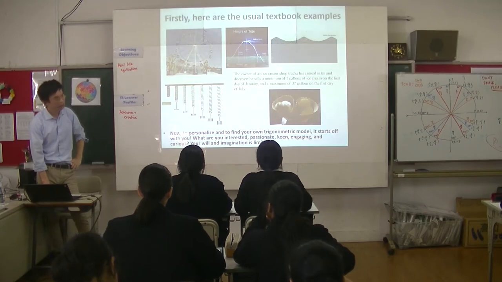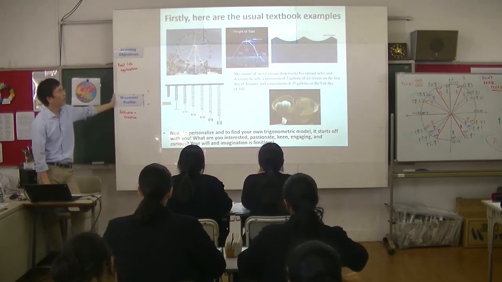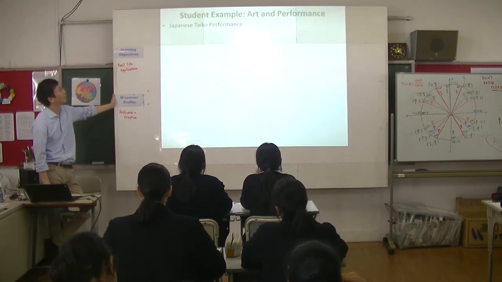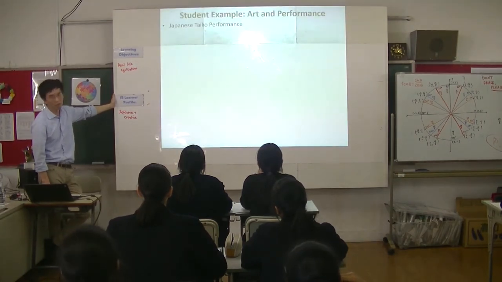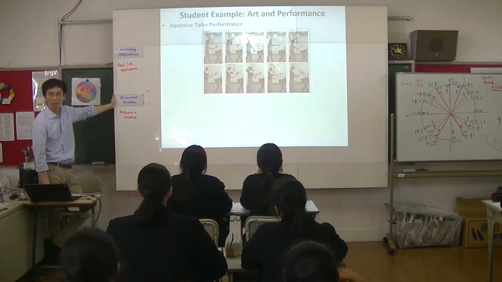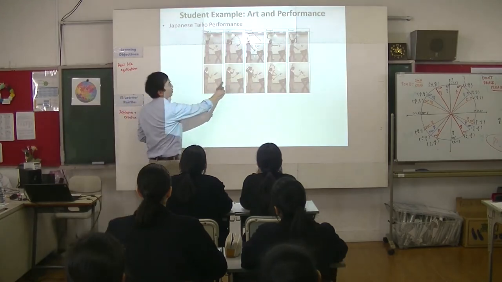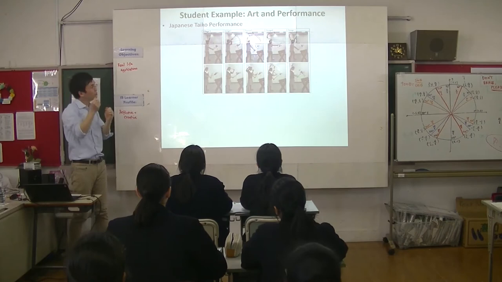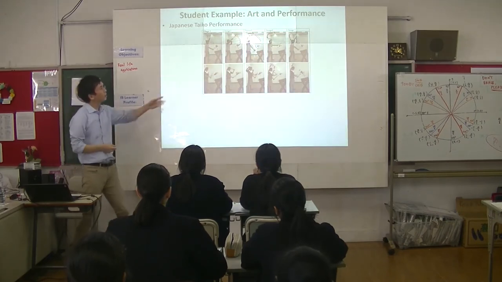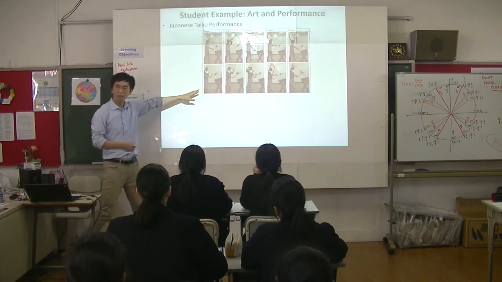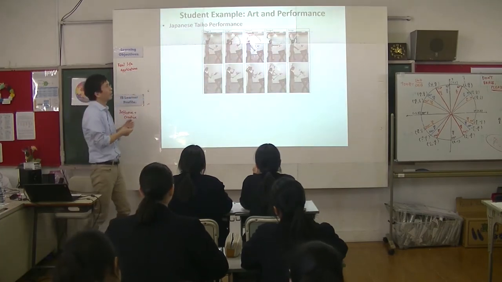Okay, let's take a look at how the last year, grade 12, applied this to something that they're interested in, they're passionate in. One student, Japanese taiko performance. She started videotaping the way she hit the taiko because, as you can see, there's a circular motion. I can study the mechanics of my hit. This is Mr. Sakuma, who's really, really good. This is Milan, she's not so good. But she wanted to be like him.